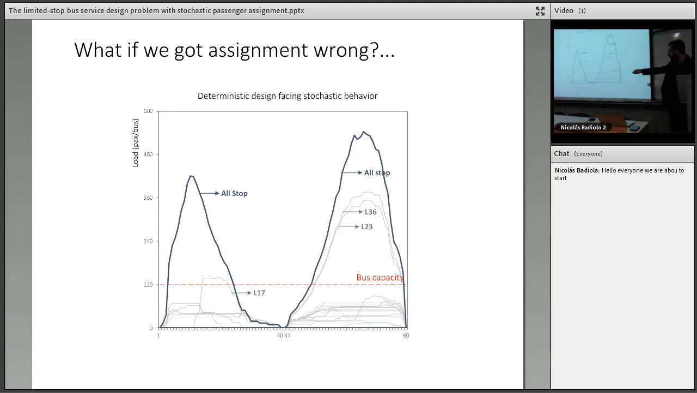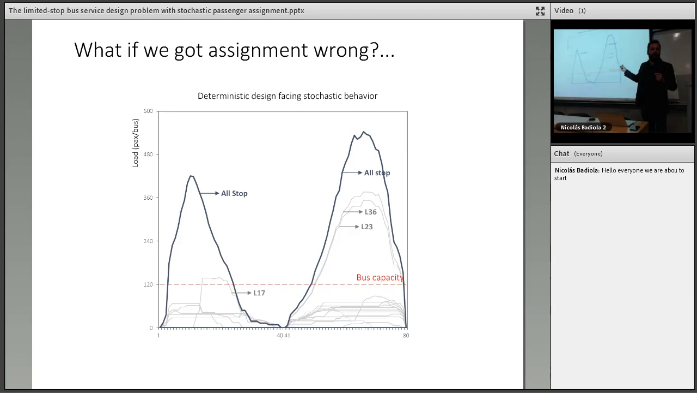The red line here is bus capacity. So the thing we're observing here is that deterministic passenger assignment tends to underestimate the utilization or the potential demand of the all-stop services or the all-stop-like services. And that's pretty reasonable, because when you have deterministic assignment, you reach a point where people are going to say, I'm going to take the express, I'm going to ignore the regular service. And at that moment it's all or nothing, you know?